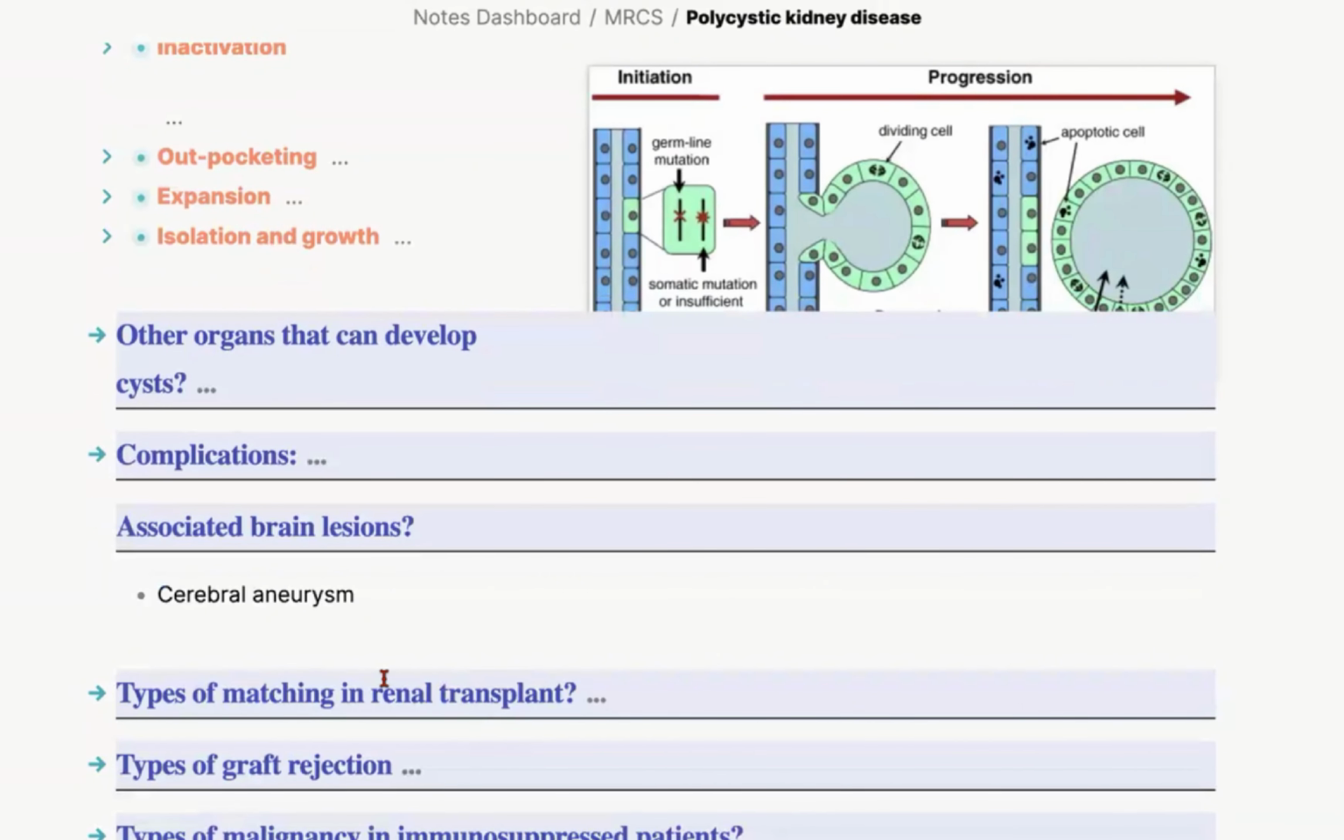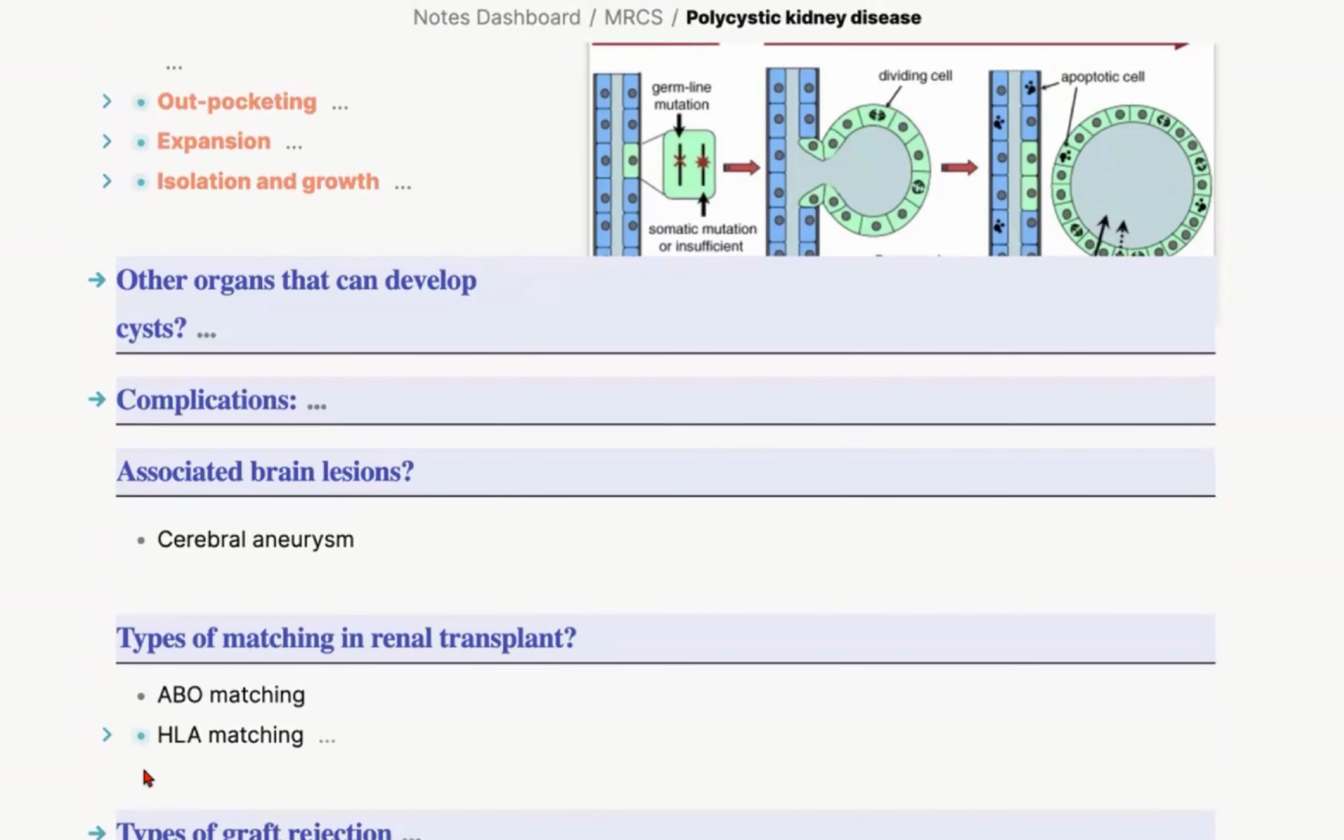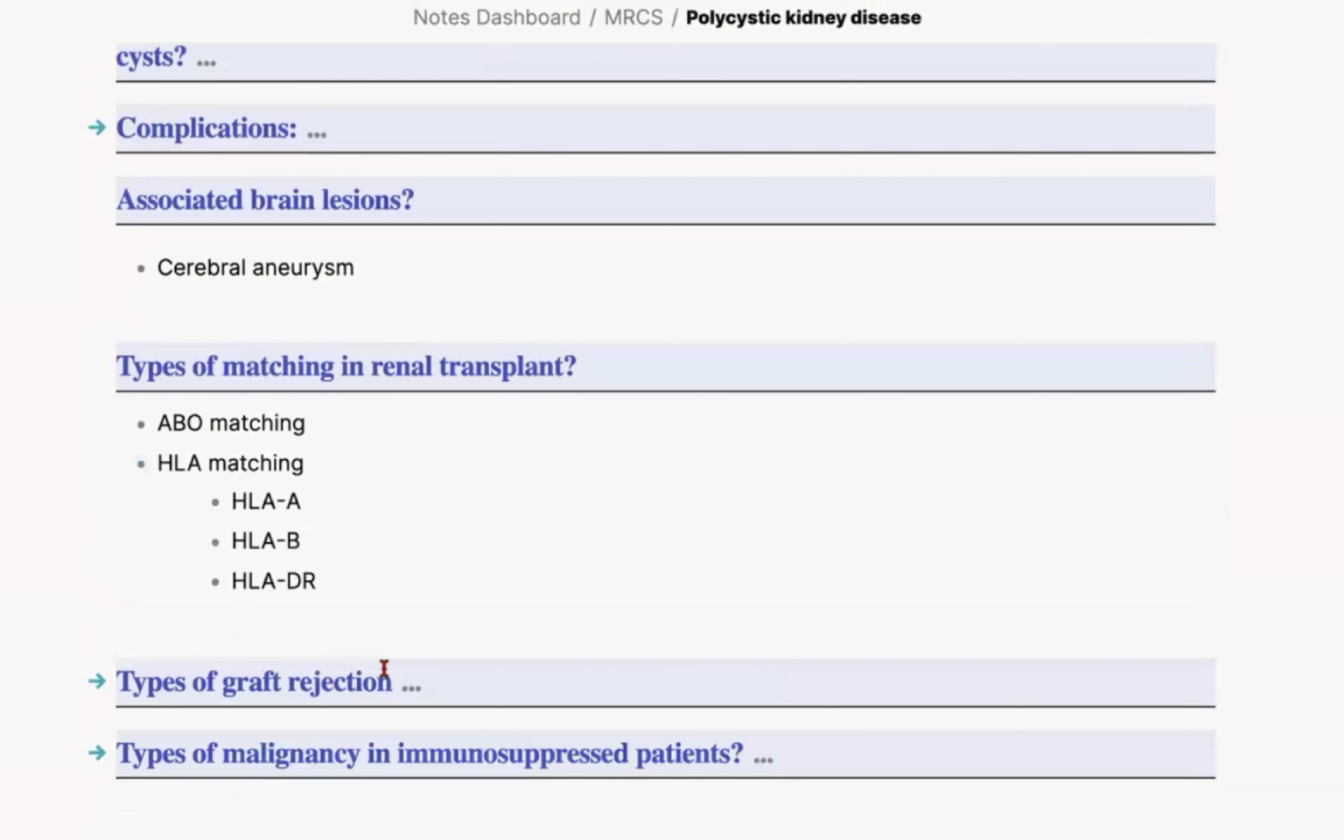And what is the type of matching in renal transplant? First one being the ABO matching. Then you do the HLA matching, which includes the HLA A, B, and the R, which is most important when you're considering a transplant. What are the types of graft rejection? So there are three kinds of graft rejection.